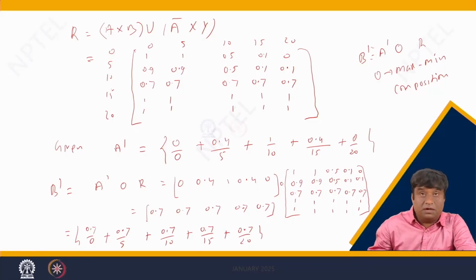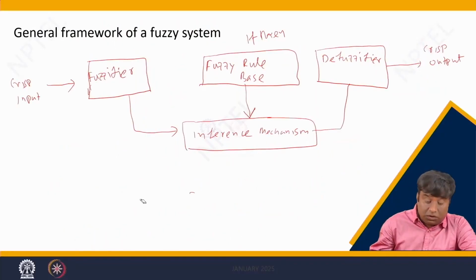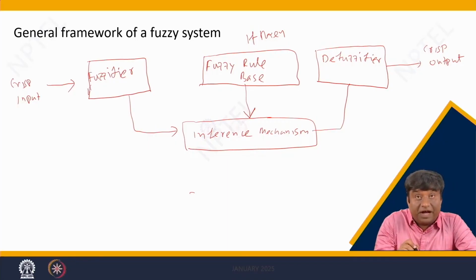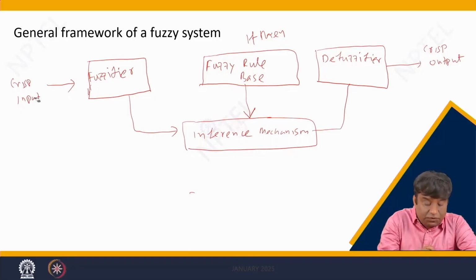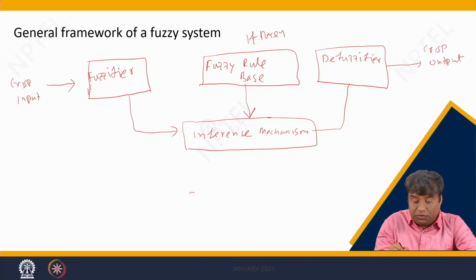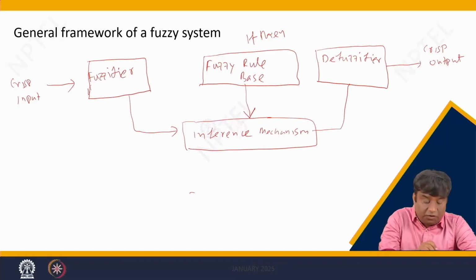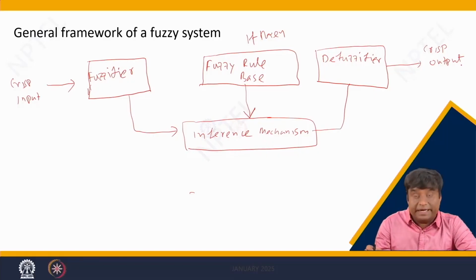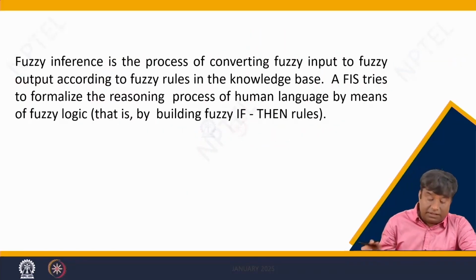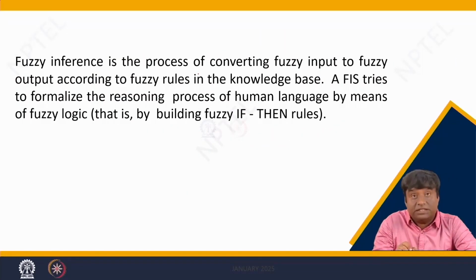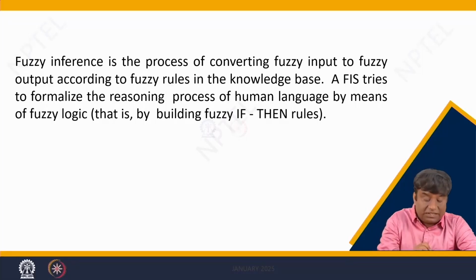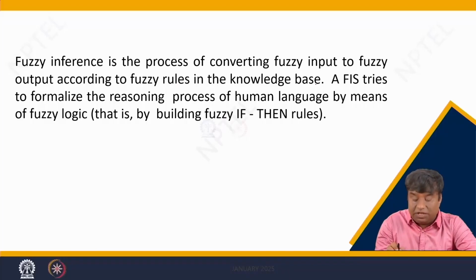So I hope you have understood the fuzzy rules. Let's start with the general framework of a fuzzy system. In a fuzzy system, first we give the crisp input. That becomes fuzzification, done by the fuzzifier. Then there is a fuzzy rule base, then defuzzification, connected with the fuzzy inference mechanism. From the crisp input, after doing all these things, we get a crisp output. Fuzzy inference is the process of converting fuzzy input to fuzzy output according to fuzzy rules in the knowledge base.